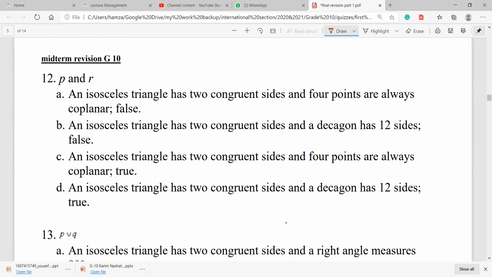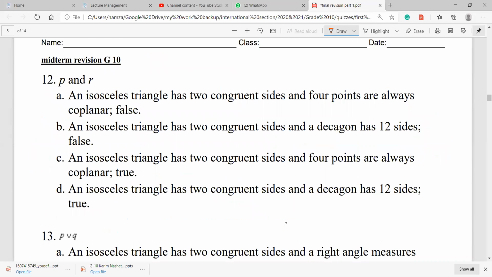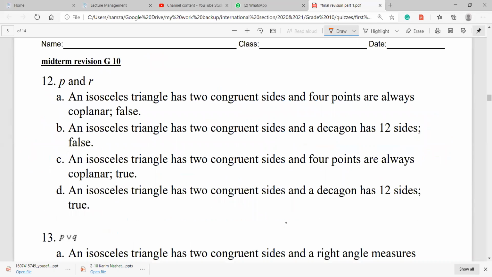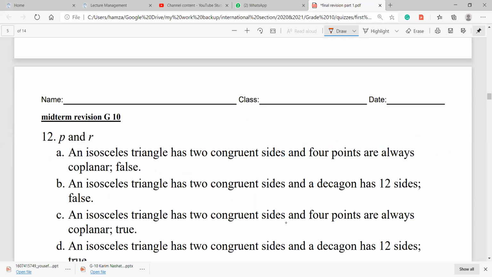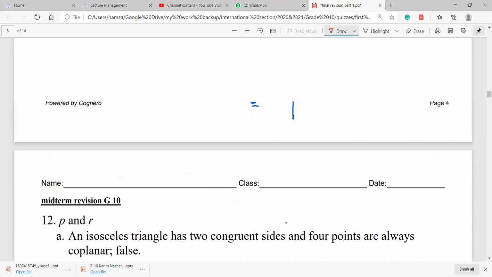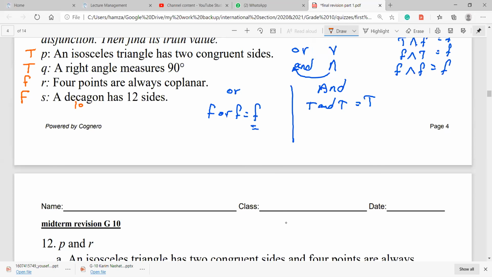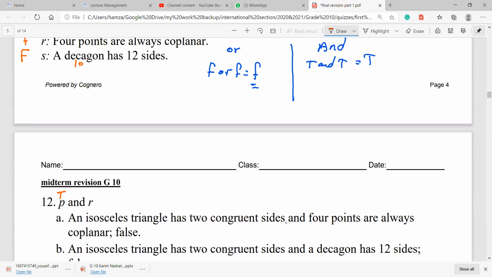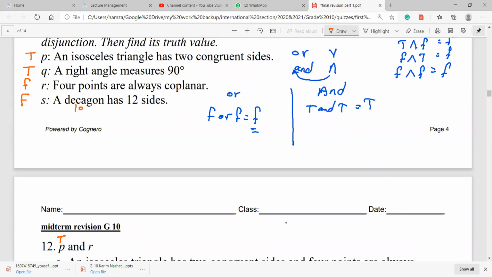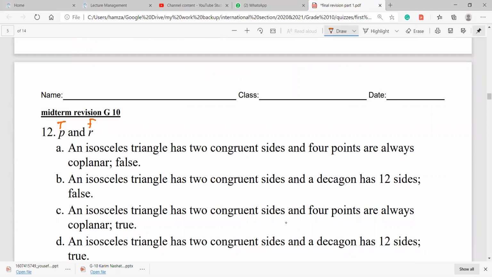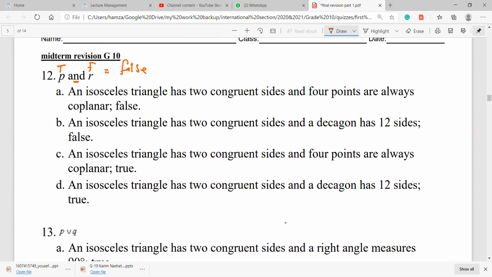We wanted to join B and R, true and false. First of all, guys, we wanted to check the truth value of this statement. Is this statement true or false? So B, what is B, guys? B is true. R is false. And we join between them using "and". "And" will be true only if both of them are true. So this will be false.